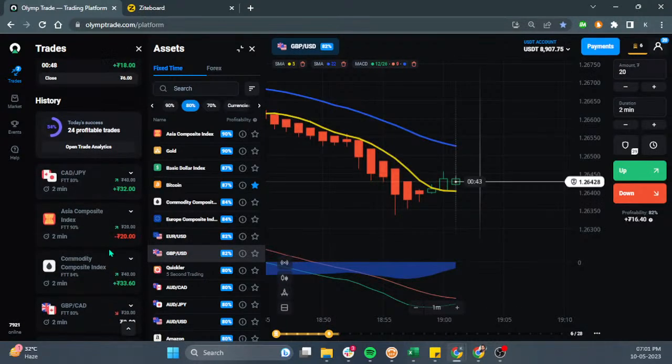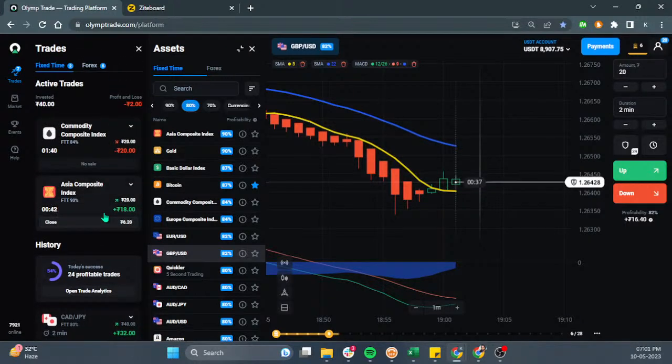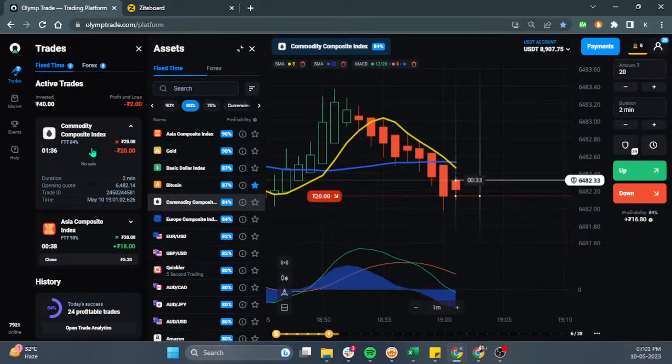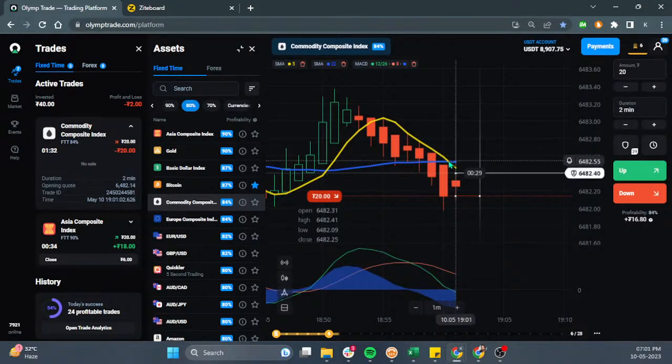And luckily, we recovered the loss we had over here with this trade. So at the moment, we are in profitability, guys. That's a great thing. Unfortunately, this one, commodity composite, is still in loss. Let's see what's the issue. Oh, if you see right now, we followed all the things, but we are still under loss. But let's see how this one goes.